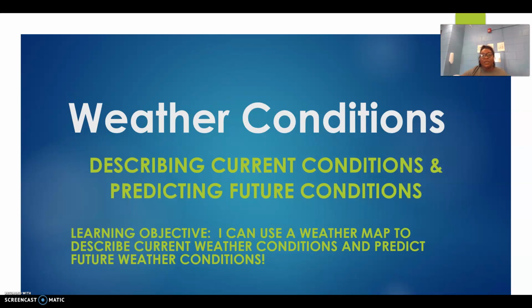By the end of this lesson, Ms. Neville hopes that you are able to use a weather map to describe current weather conditions and predict future weather conditions. Whatever you see in this slideshow today, you need to have written down in your notebook. Because this lesson is recorded, feel free to pause it as you need to, rewind it as you need to, and go back and watch it as a refresher if you need to as well. Please write in your notes weather conditions describing current conditions and predicting future conditions. You do not need to write the learning objective.